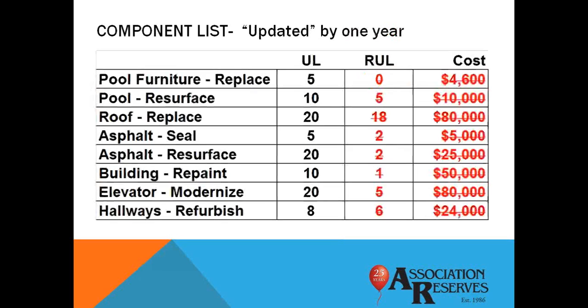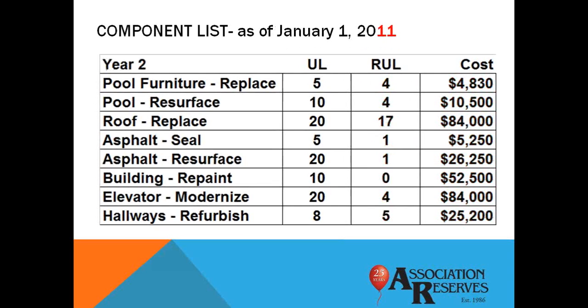That means that the only reserve study adjustments that would be necessary in preparation for the next year, we'll call that year 2, would be to increase the remaining useful life of the pool furniture after it was replaced, reduce the remaining useful life of the other components by 1 year, and inflate all the costs 1 year's worth. So if the reserve study was updated for 2011, here's what the year 2 component list would look like. Okay, everyone, raise your hands if you follow that so far, if you followed the changes I made for 1 year.